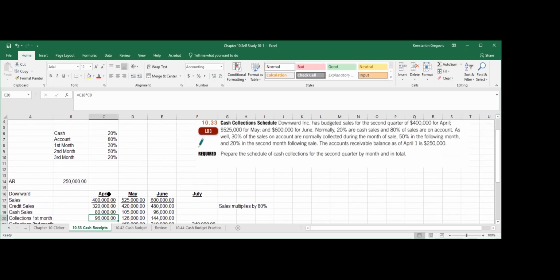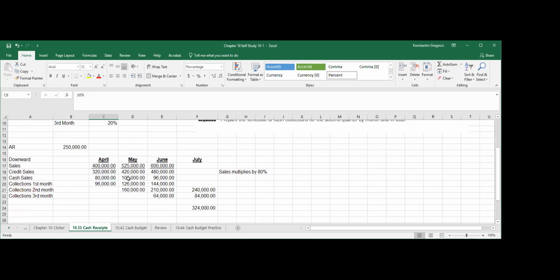First month, I know I'm going to collect 30% times my credit sales, 320. I collect 96,000. I go to the second month.